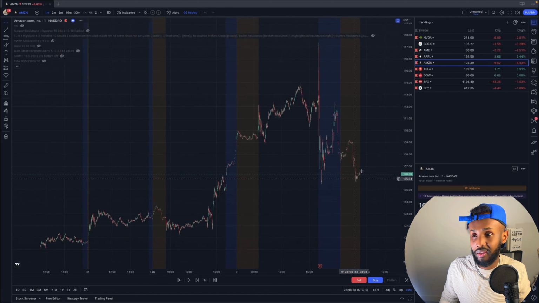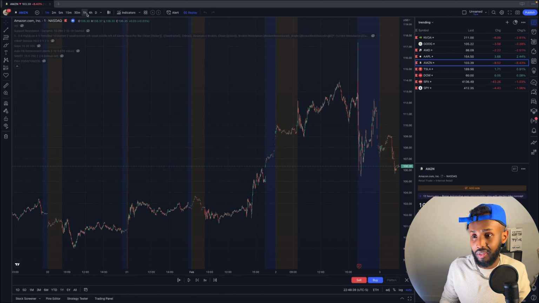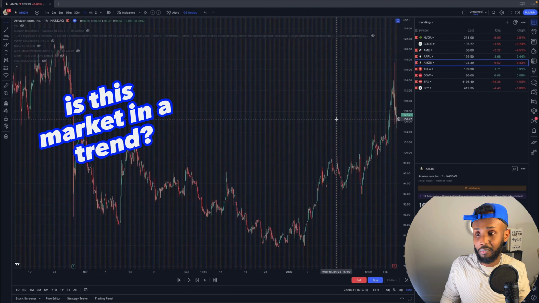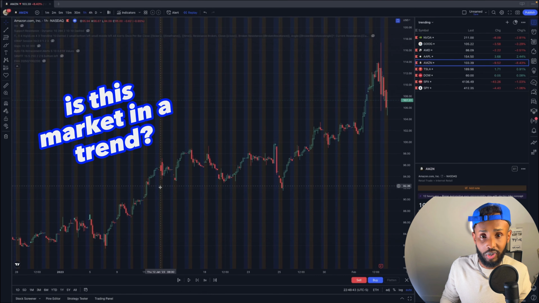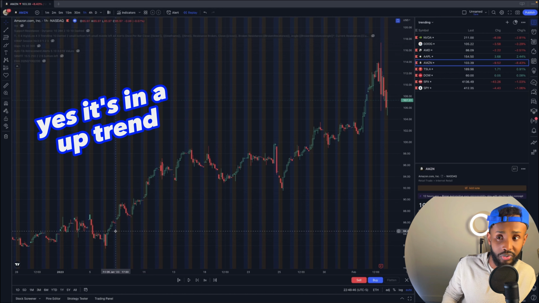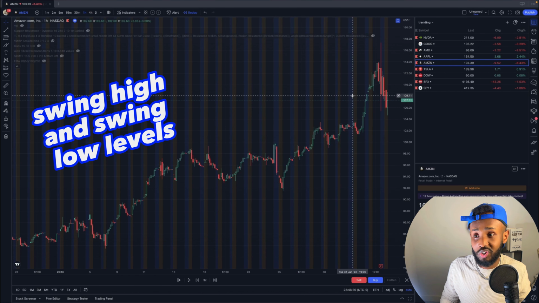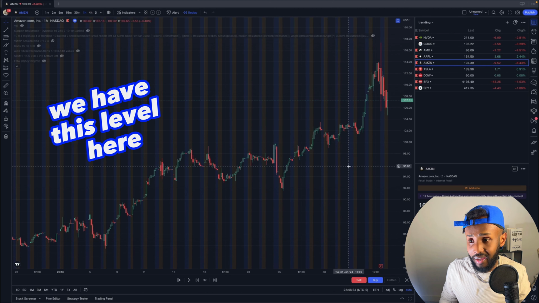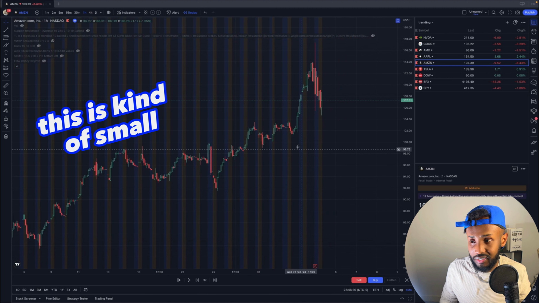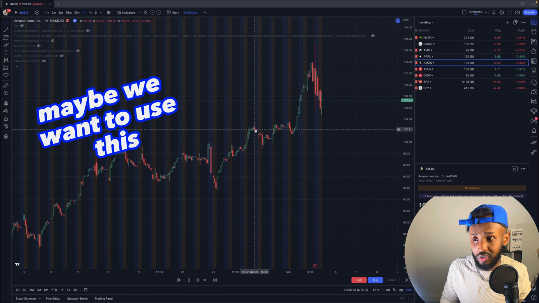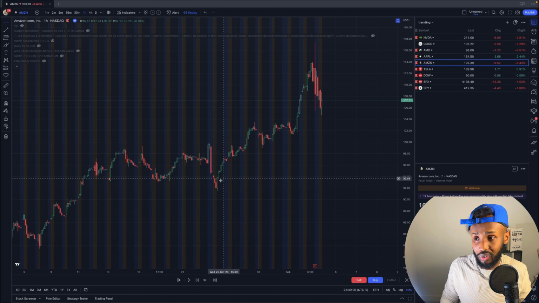and then we look at a little bit a higher time frame and decide, is this market in a trend? Yes, it's in an uptrend, correct? And then we find the most recent swing high and swing low levels. We have this level here. This is kind of small. Maybe we want to use this. This is a bigger swing high and a bigger swing low.